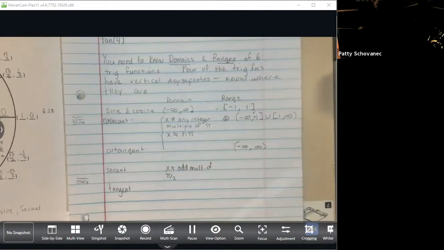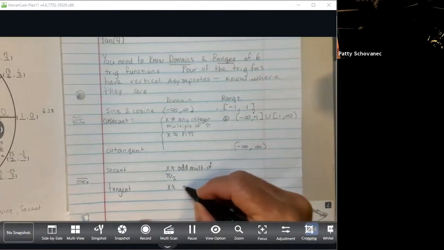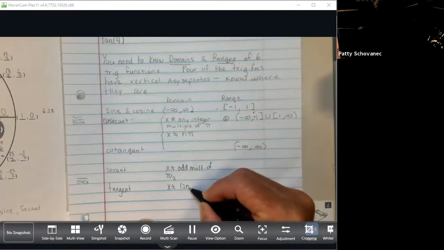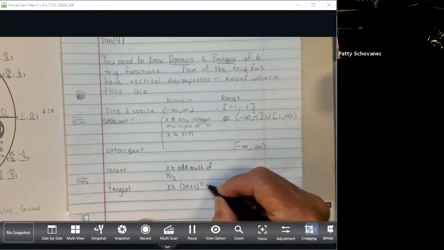Sorry, I missed that. Did it come from you? I can't see your lips move. X cannot equal pi over 2 times 2n plus 1, right? If n is any integer, 2 times n makes it even. 2 times n plus 1 makes it odd. So x is not equal to any odd multiple: 2n plus 1 makes a number odd, times pi over 2.